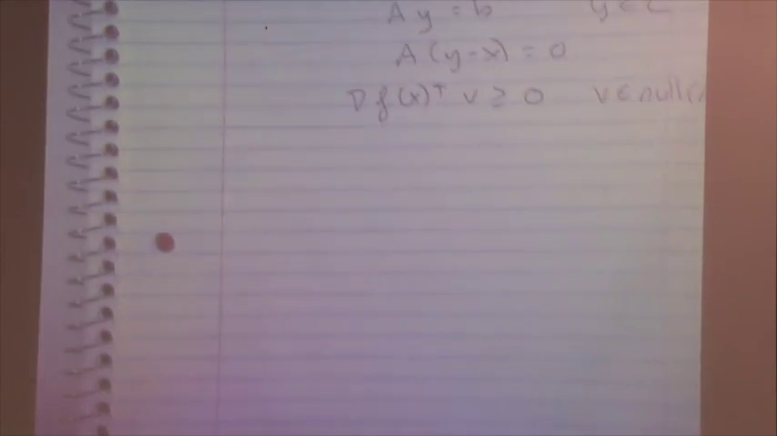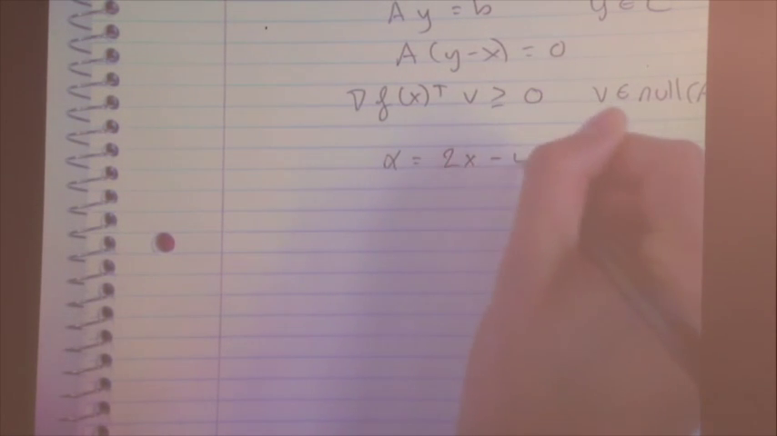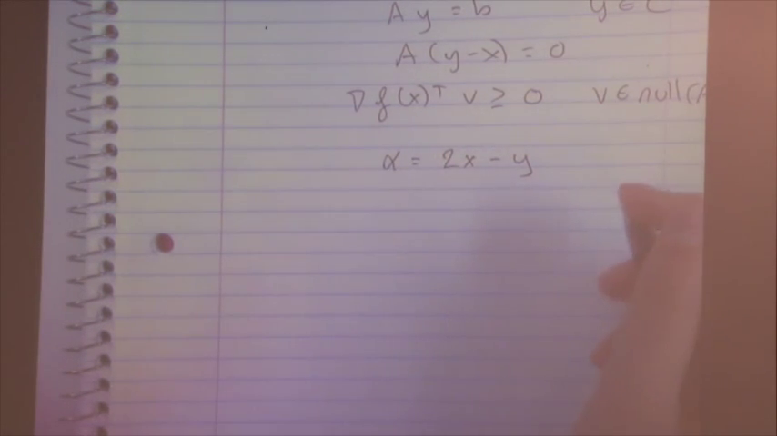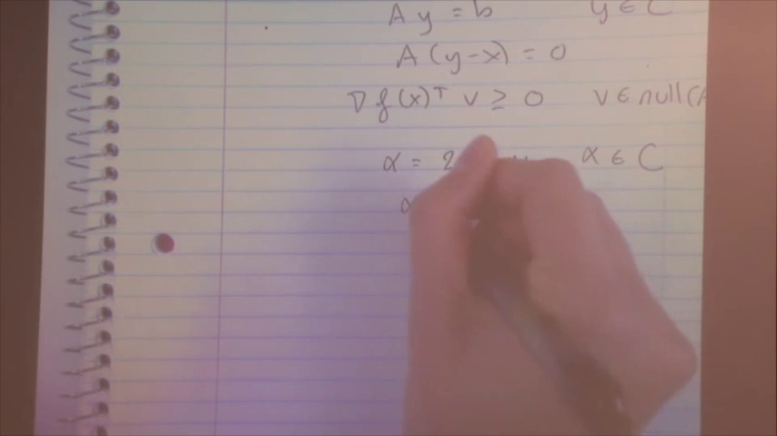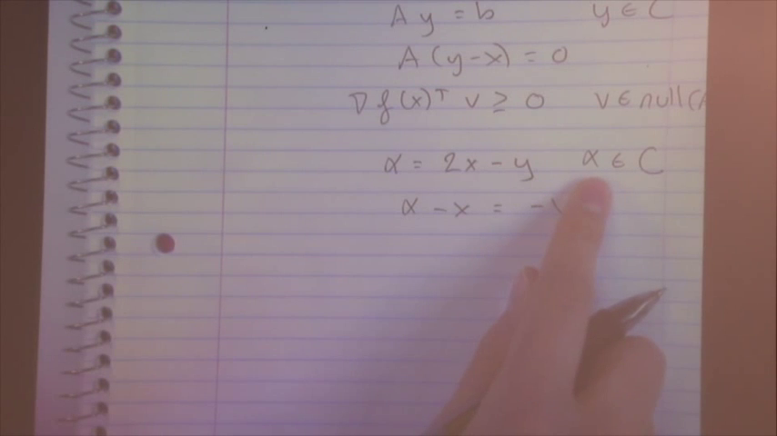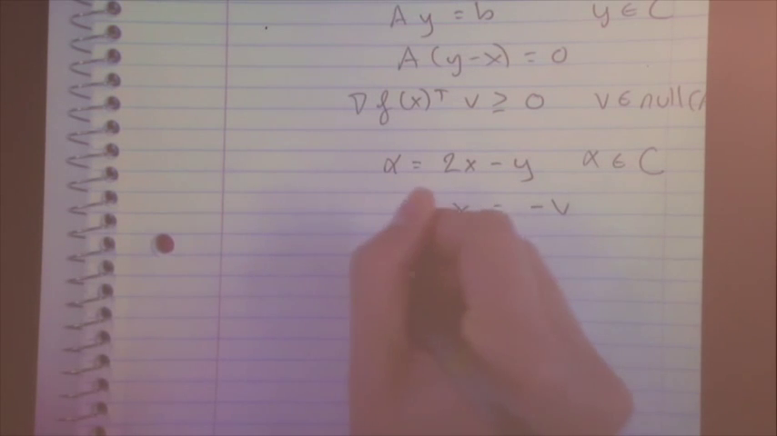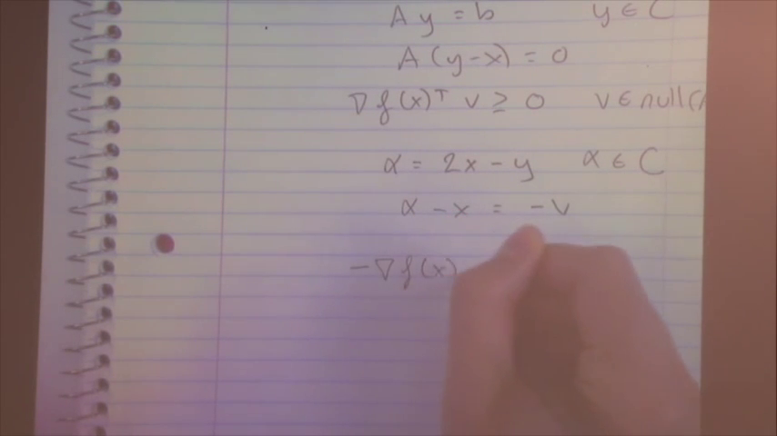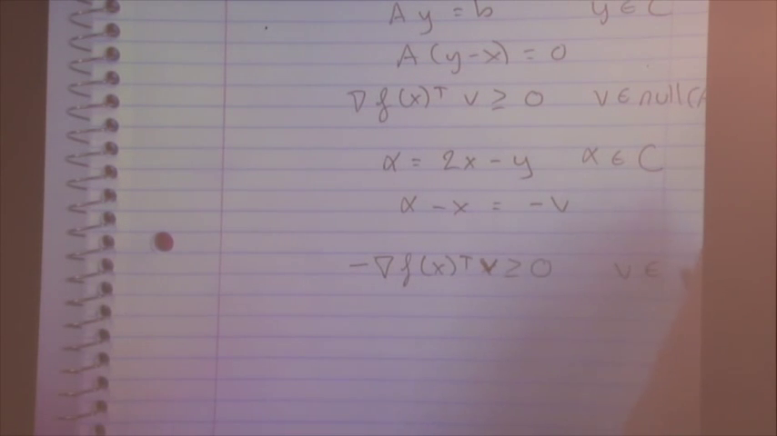Maybe let's call it alpha so that it's a little less confusing. If I let alpha equal 2x minus y, alpha is still going to be a feasible point. Alpha is going to be in C. And alpha minus x is going to equal negative v. So because alpha is feasible and my first order optimality condition is holding, by picking that other alpha, I can also prove that this is greater than or equal to 0 for all v in the null space of A.